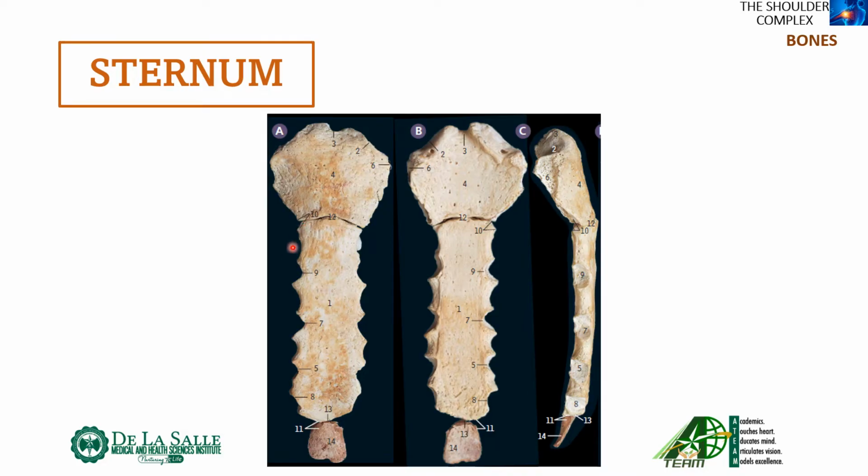So let's proceed. Next, we have the different notches for the different costal cartilages of our ribs. So here specifically, we have the notch for the third costal cartilage of the third rib, the notch for the fourth costal cartilage of the fourth rib, the notch for the fifth costal cartilage, and the notch for the sixth costal cartilage of the sixth rib. Then, again, we have the xiphoid process in this one, and the joint connecting the xiphoid process to the body of the sternum, your xiphisternal joint.